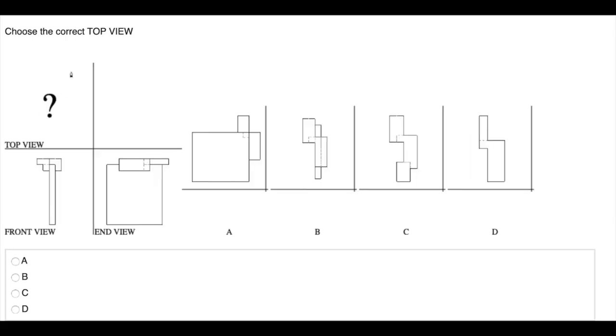So here we are given the front view, the end view. We're trying to find the top view. So we always try to find where we shouldn't see lines. And right here, when we look at the top, we shouldn't see any lines down there. So we'll look at A and we don't see any lines, but the box is way too big.